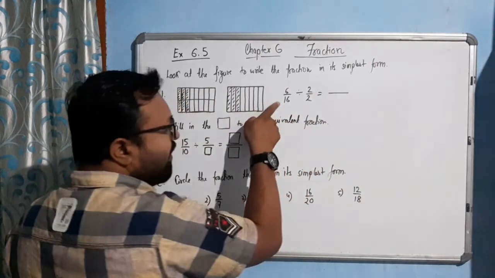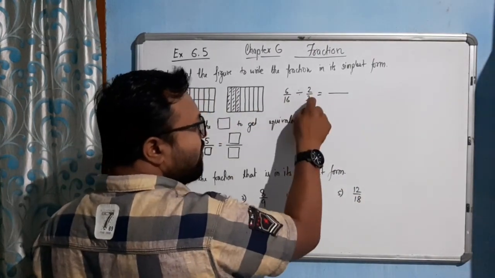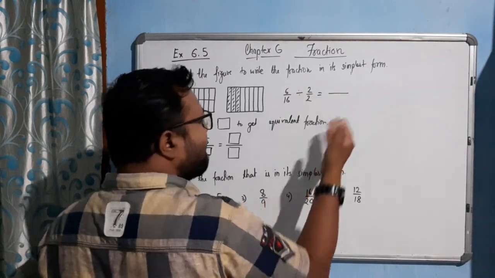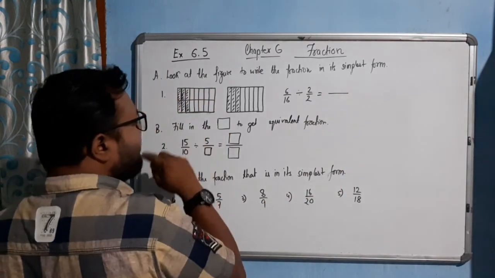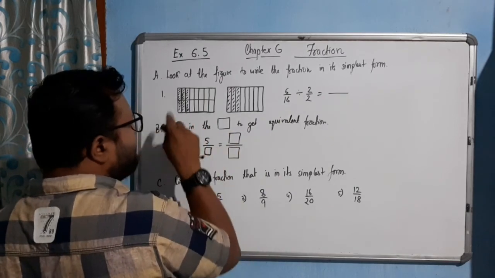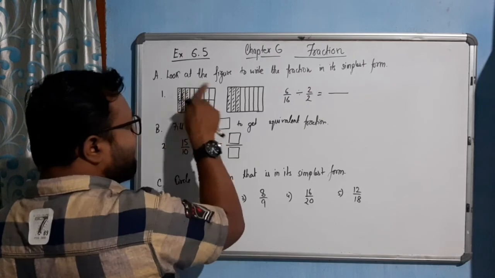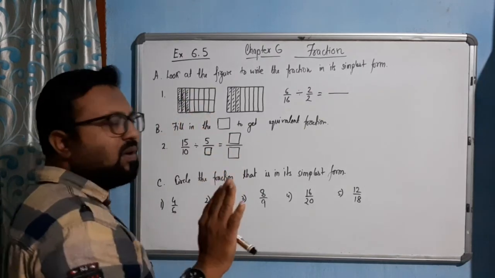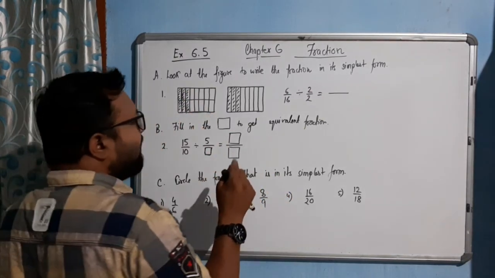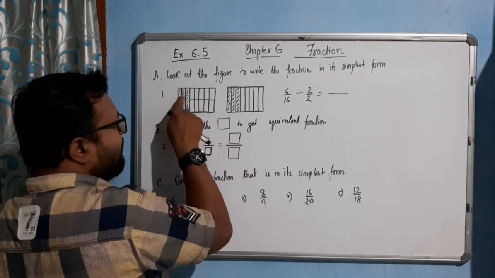Right now we can divide this 6 by 16. See, we can divide this by 2. So we will get some example right now. So first see here, 6 by 16. Here 16 blocks are there, equal blocks or equal parts. From this 16, 6 are colored or shaded. 1, 2, 3, 4, 5, 6.